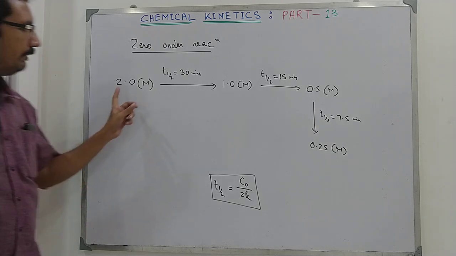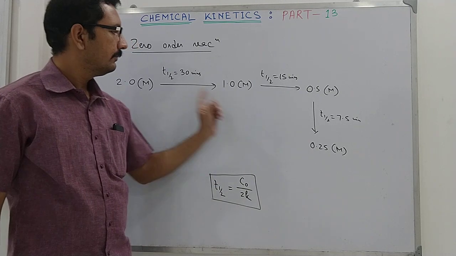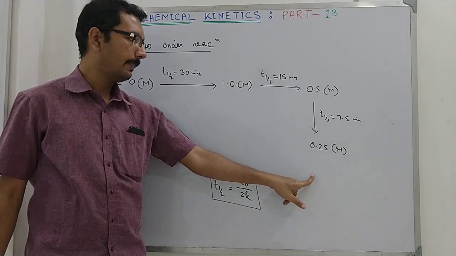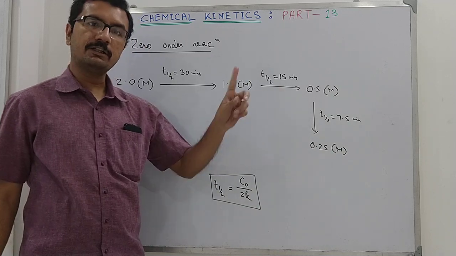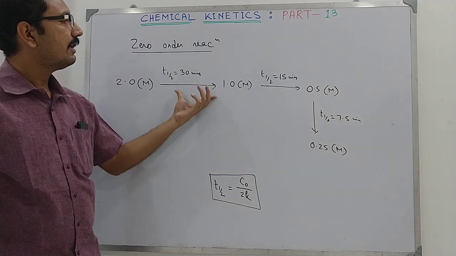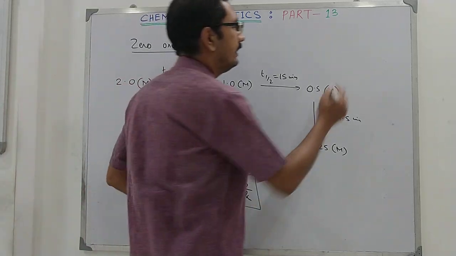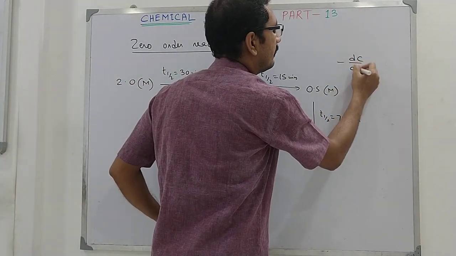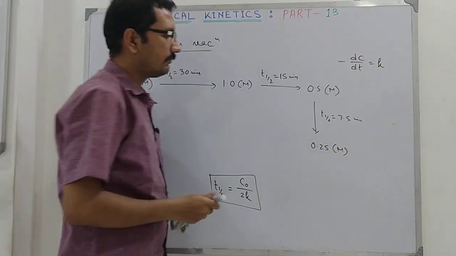So we see with increase in time, concentration decreases, but the rate of the reaction remains constant. Since we have started with the differential form of the rate equation, which we got, minus dC/dt equals k into C to the power 0, so it is a constant.